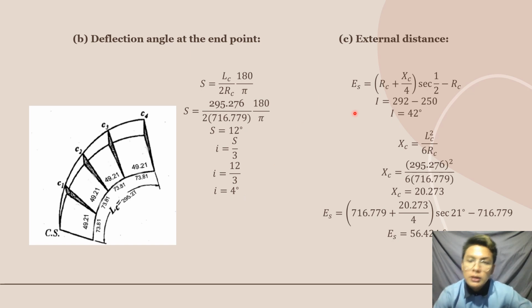Next is our external distance. Using the general formula, external distance is equal to (RC plus XC) divided by 4, secant of I over 2, minus RC. So we must first get the horizontal angle I, 292 minus 250, which is equal to 42 degrees. Next is our XC using the formula LC squared divided by 6RC. Substituting all the values, XC is equal to 20.273. Using the general formula, substitute all the values. Here's our XC, here's our RC, and here's our I, 42 divided by 2 is 21. So our external distance is 56.424 feet.